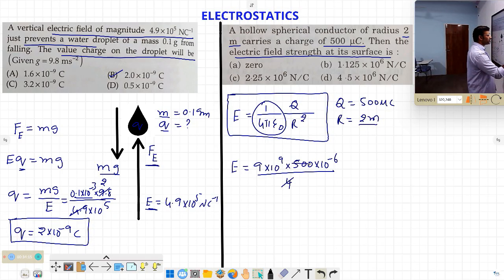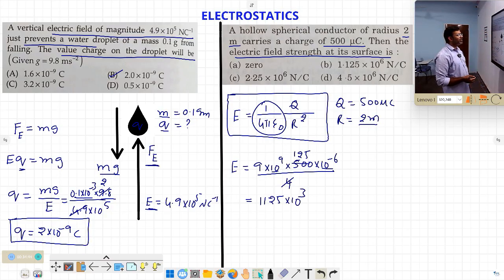500 divided by 4 is 125. So we can write 125. 125 into 9, how much do you get? 10^9 and 10^-6 give 10^3. And 125 times 9 is 1125, so you get 1125 × 10^3.